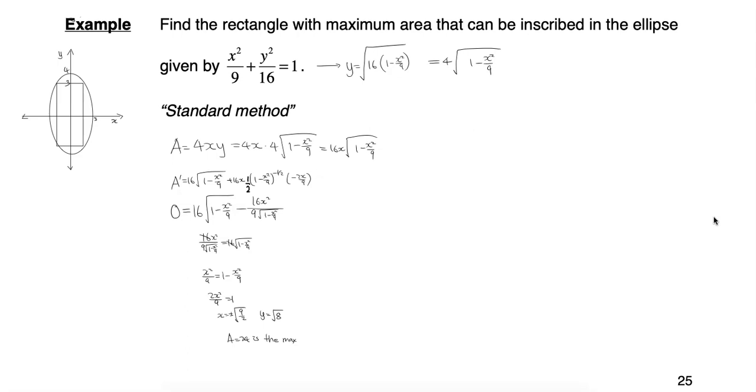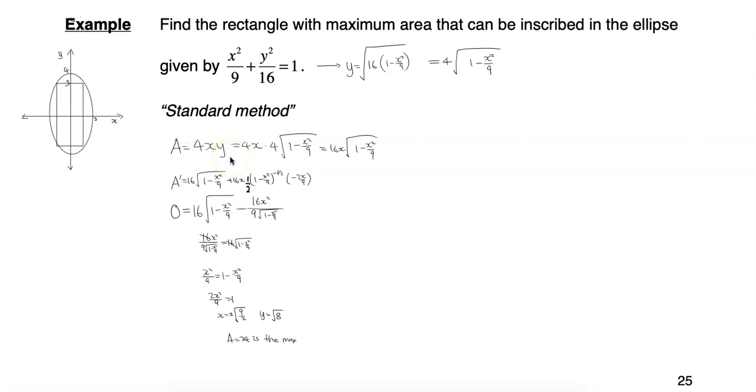Find the rectangle with maximum area that can be inscribed in the ellipse given by x squared over 9 plus y squared over 16 equals 1. So the sketch here shows us the situation. We're trying to find the rectangle that has greatest area. If we solve for y, we find that y equals 4 root 1 minus x squared over 9. So we are trying to maximize the function A equals 4xy.